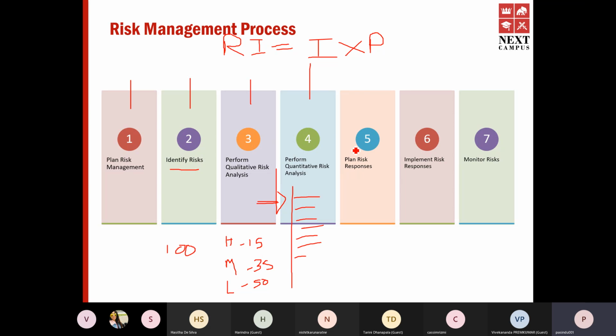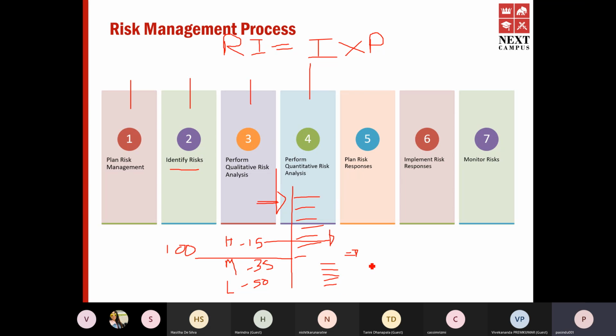And for quantitative risk analysis, you decide to go only with high risks. You decide to monitor the low and mediums. So you have a list of 15 risks stack ranked with regard to impact and probability. Now, at this stage, you will only have risk response planning for 15 risks.